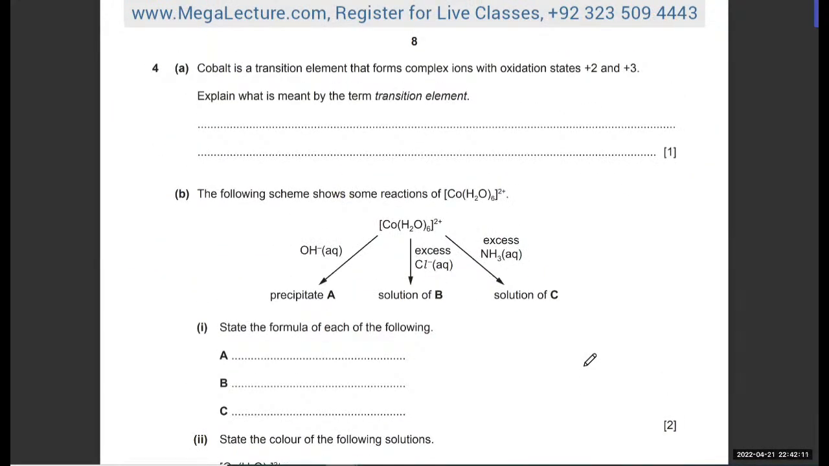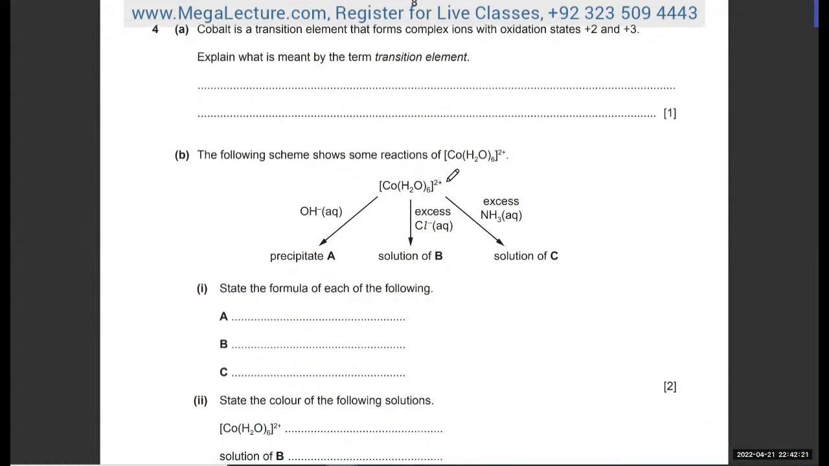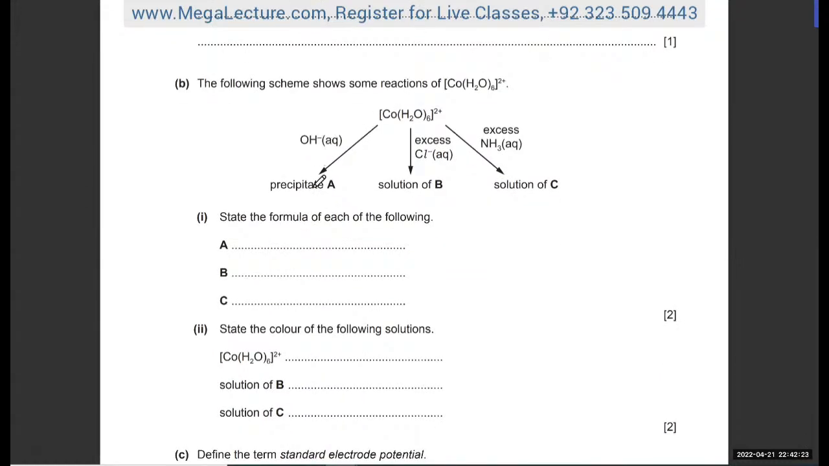So we have another question on cobalt, a transition metal. I'll just go through this. It's a d-block element that forms stable ions with incomplete d subshells. State the formula of each. What is the formula when you add OH ions to this? Co(OH)2 and H2O. Even those water molecules eventually leave, because once it becomes neutral, it forms a precipitate.